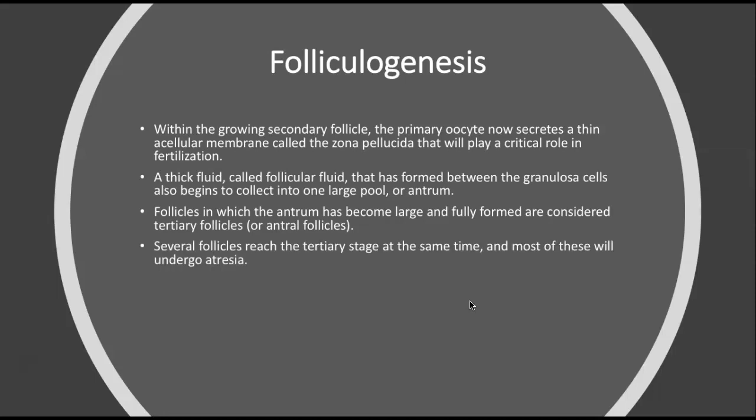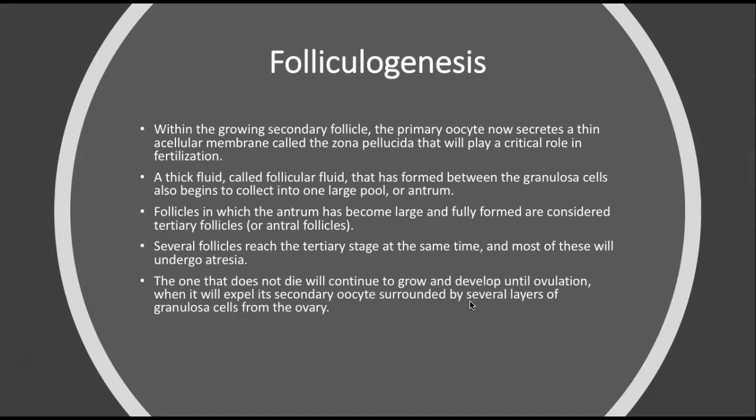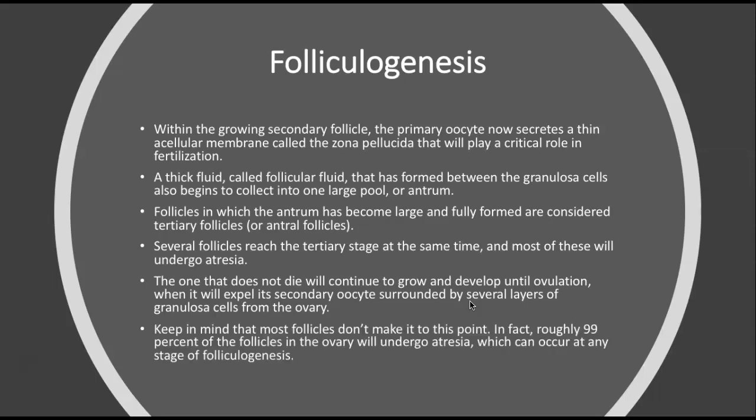Several follicles will reach that stage at the same time, but most of them will undergo atresia, which is basically just breakdown of those follicles. But there will be one that will not die, and that will continue to grow and develop until ovulation, when it will expel its secondary oocyte, surrounded by several layers of granulosa cells, from the ovary. Keep in mind, most follicles don't make it to that point. In fact, 99% of the follicles in the ovary will undergo atresia, which can occur at any stage of folliculogenesis.